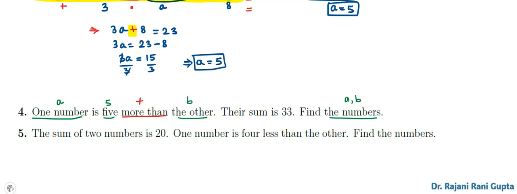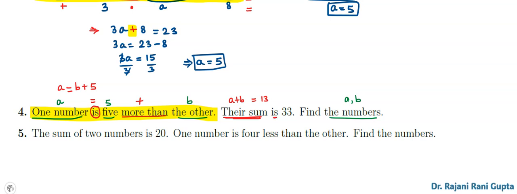So if we form the expression for this, one number is 5 more than the other. What we missed is that it means equal. So what does this give you? A equals 5 plus B, or you can write it as B plus 5. A equals B plus 5. Their sum means the addition, A plus B, is 33.